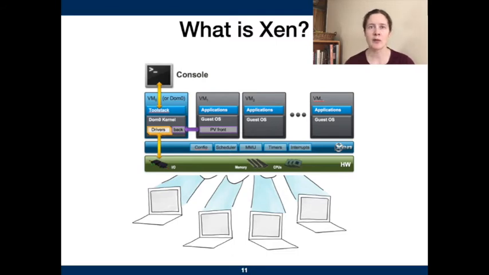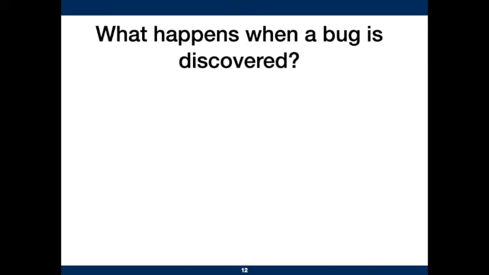So a key job of Xen is keeping guest memory isolated from other guests and keeping hypervisor memory isolated from guests. And bugs in Xen could result in malicious guests being able to steal user data or to perform denial of service attacks. And so what happens when a bug is discovered in Xen?